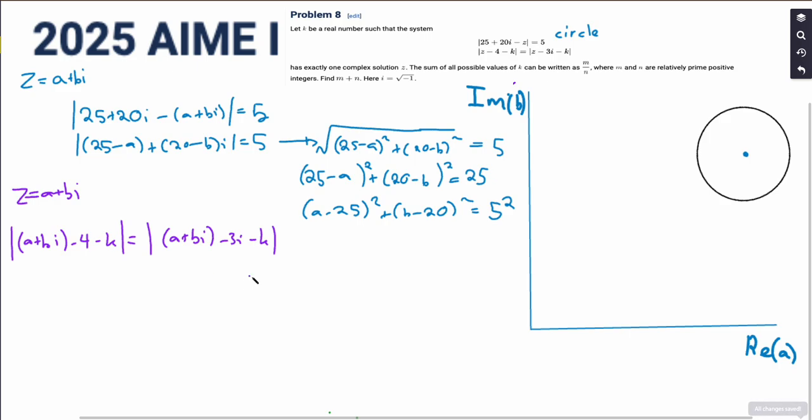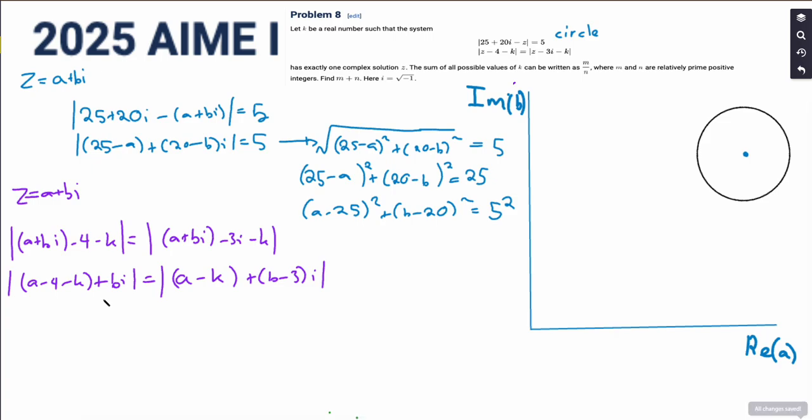Okay, and then here we obviously know that k is a real number, so this is equivalent to writing the magnitude of a minus 4 minus k plus bi is equal to the magnitude of a minus k plus b minus 3i. And so now we can write it in terms of distance. And to save a step, I'll go ahead and square both sides so that we don't have a square root. So it should look like this.